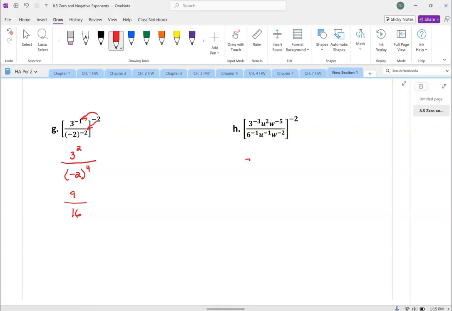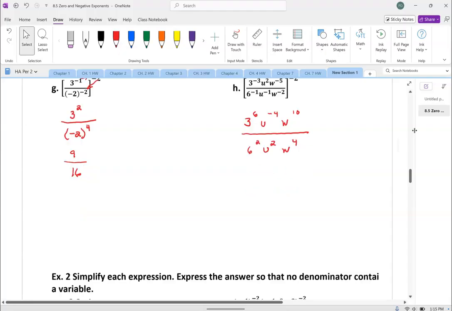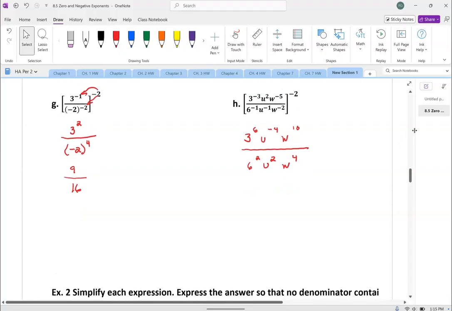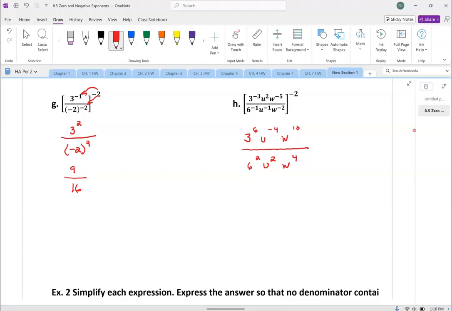these exponents. So this 3 to the negative 3 now becomes 3 to the 6th. u becomes u to the negative 4. w to the 10th, all over 6 squared, u to the 2nd, w to the 4th. All right, so kind of ugly, but I think we can handle it. 3 to the 6, you're going to want to grab a calculator. So 3 to the 6, don't worry, I got you though. It's 729. And we're going to do the 2 squared right away. It's 36.